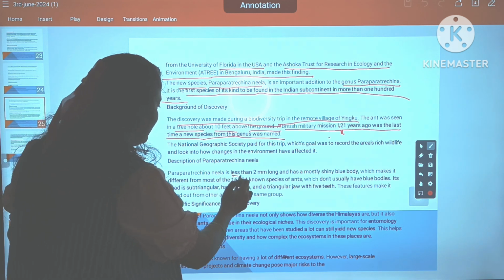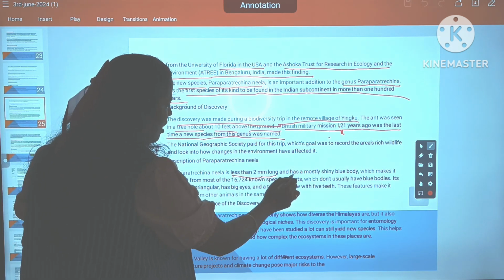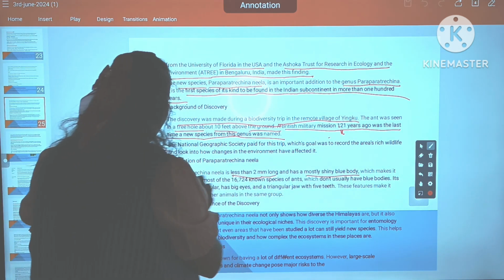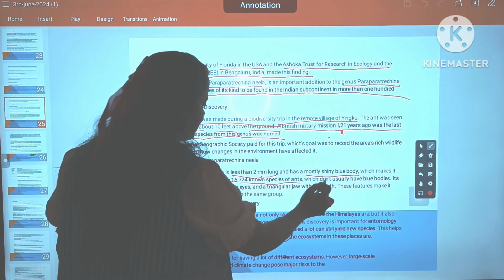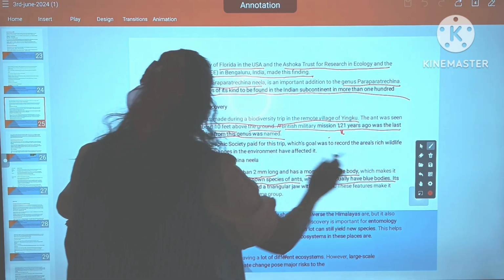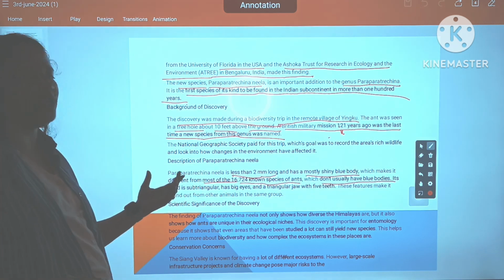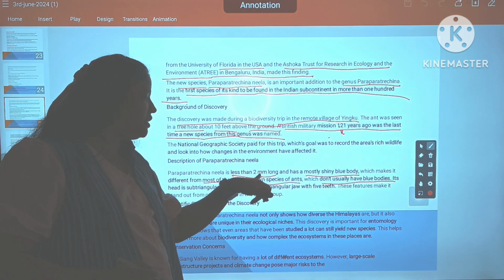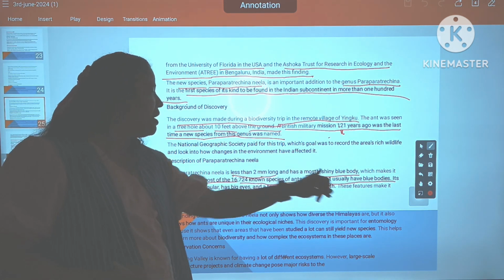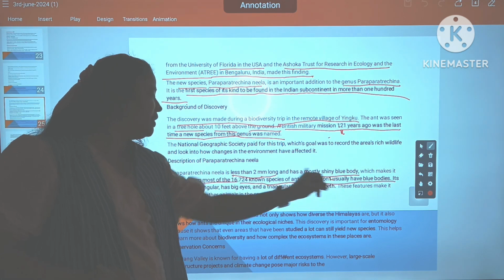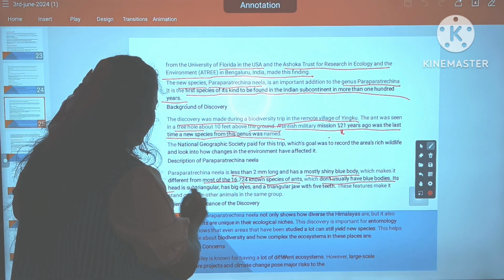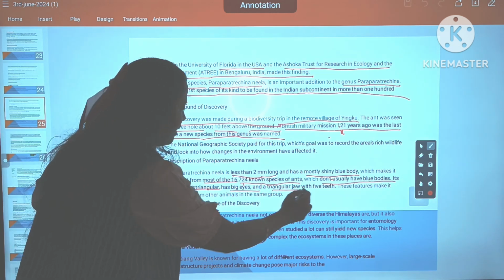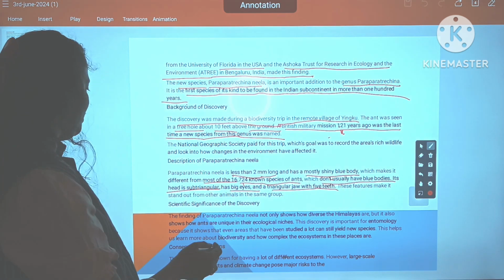Okay, it is less than 20 millimeters long and has a mostly shiny blue body, different from most of the 724 known species of ants, which do not usually have blue bodies. What is the specialty of the ant? It is 2 millimeters long and has a shiny blue body. It is different from the 724 known species of ants. The head is triangular with big eyes and a triangular jaw with 5 teeth.